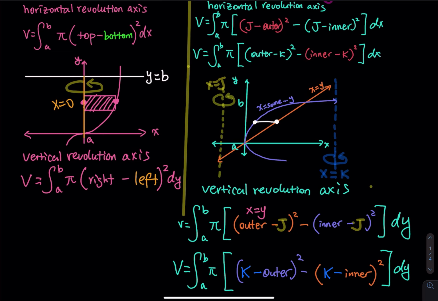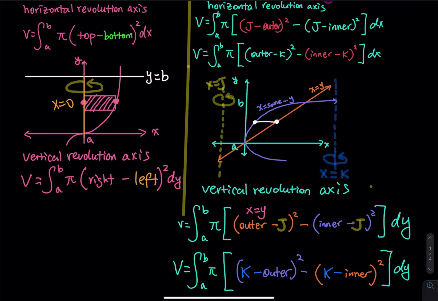So x equals to k, then that swaps the outer and the inner curve. So for k, we have the orange is closer to k, and the purple is farther away from k. So for the outer curve, we will be using k subtract the purple curve. We use k minus outer, not outer minus k, because k is a bigger x value. The x value on the purple curve is smaller, so that's why you use big minus small, right minus left. So right is k, left is the purple curve, and then square that, and then you use k minus the straight line, so the inner curve, that inner curve is x equals to y.